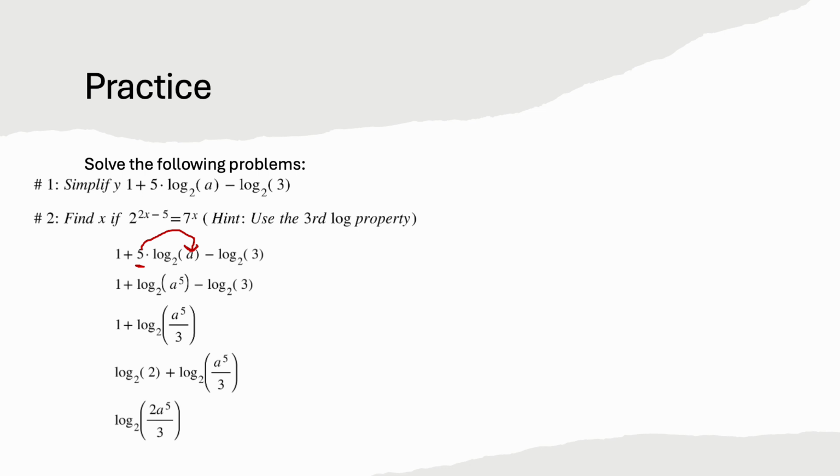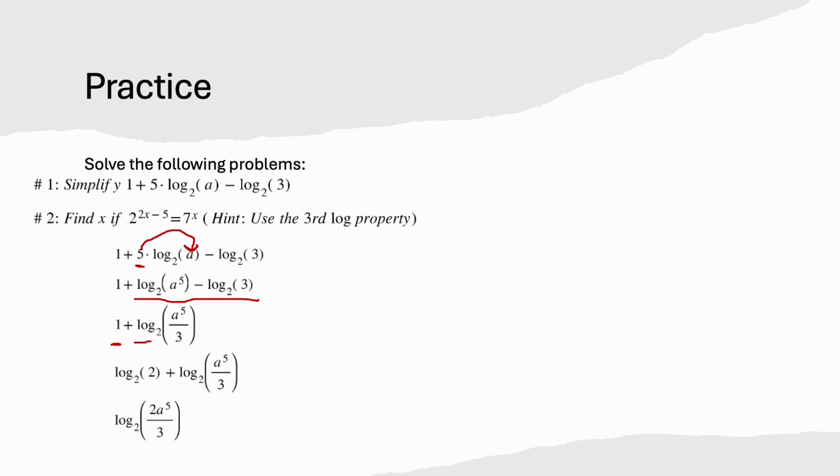And now I'm noticing we also have a subtraction of logs here. If we subtract two logs of the same base, that's the same thing as dividing their inputs. And so we can write that as log base 2 of a to the 5th over 3, because we have log base 2 of a to the 5th minus log base 2 of 3.